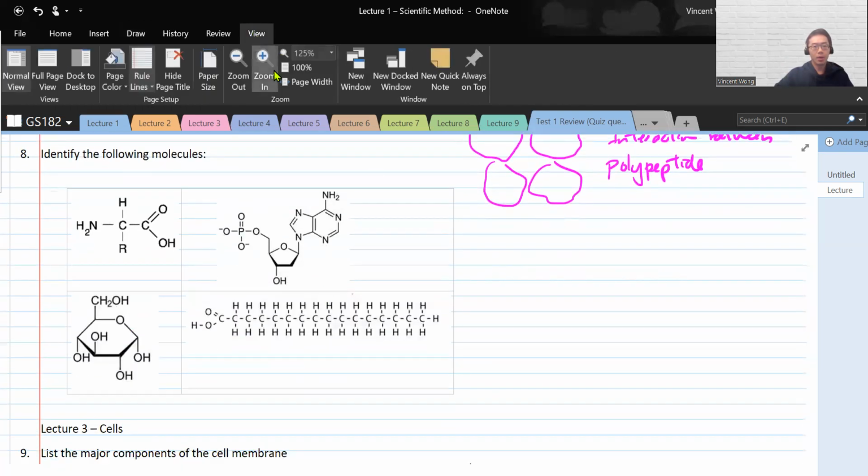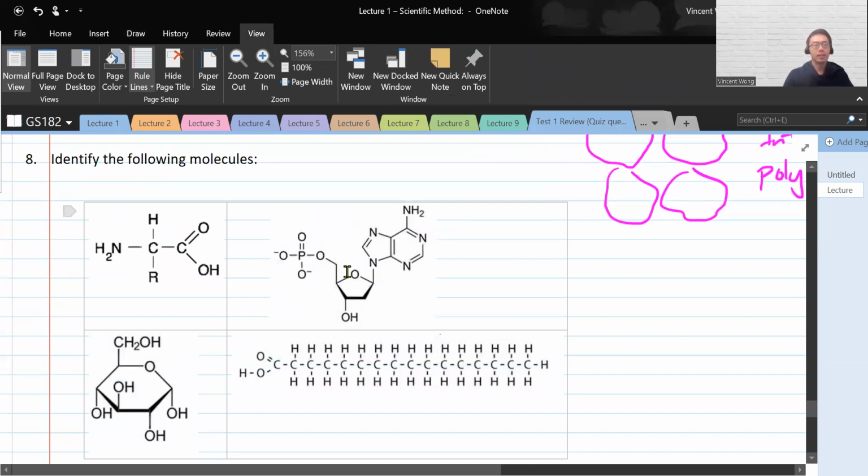You might want to know how to identify these things. The first one here, hopefully you recognize it after all that we've talked about. That is protein. It will form the protein. That's right, this is an amino acid.